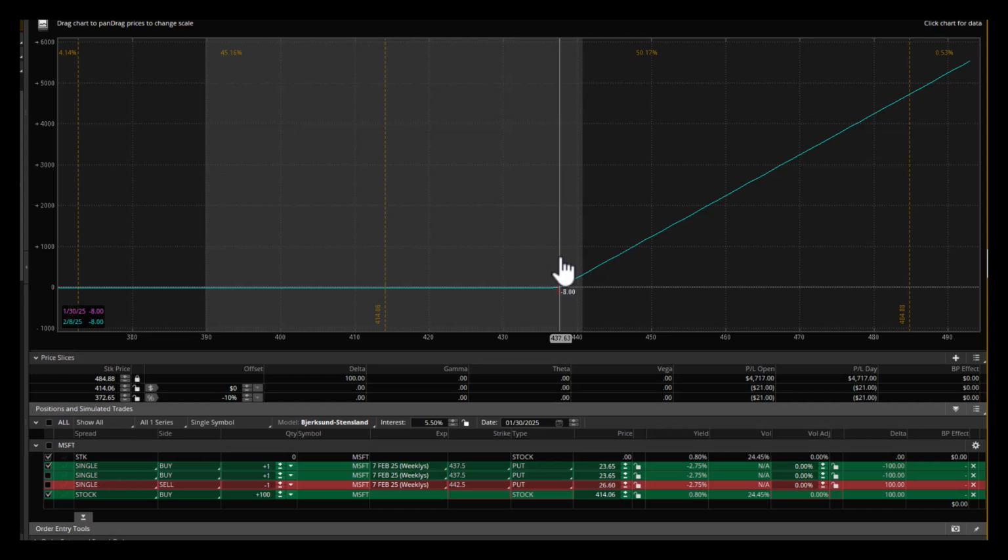Now, with Microsoft plunging $25, who knows? Some news could come out. Now, this wasn't the case, but some news could come out and they could debunk DeepSeek or whatever it is. And Microsoft might open back up at 450. So what happens if it opens back up at 450? Well, you're going to print $12.50 on this free synthetic call that you've got on.